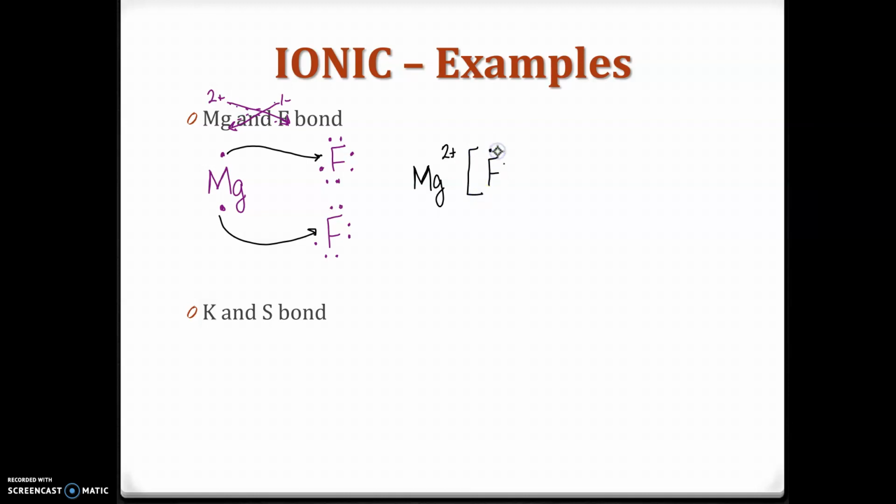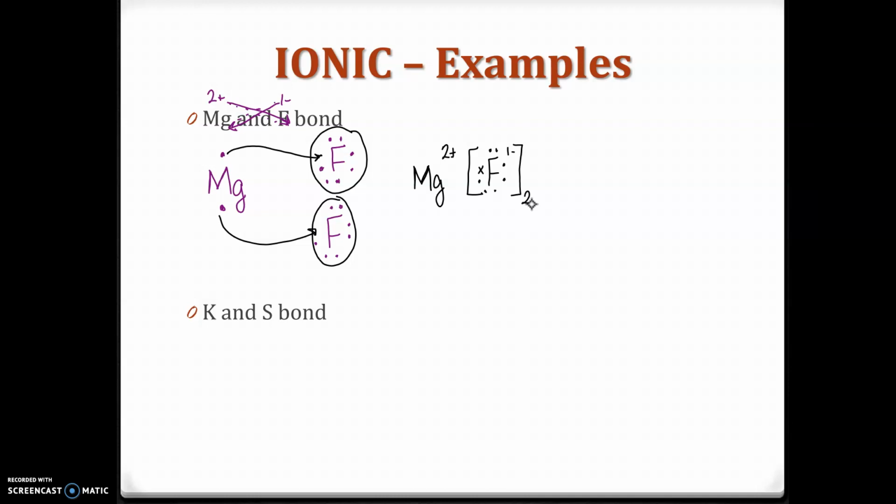I'm going to give it all of its valence electrons, and then I'm going to give it the one that it received from magnesium, and then each of them is a 1- charge, and I did that 1 time and 2 times, so I'm going to put a subscript of 2. Again, that matches my crisscross.